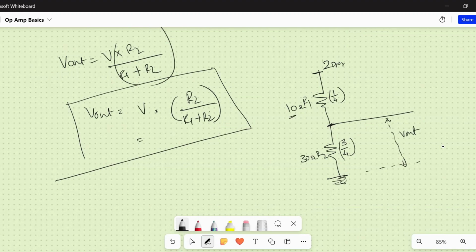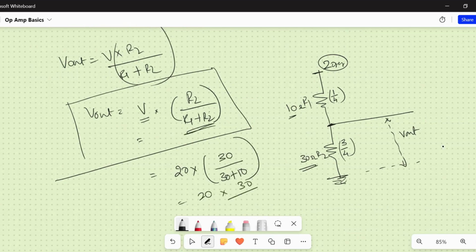Now let us apply this formula. What is V here? 20 rupees. 20 into R2, which is 30, divided by 30 plus 10 according to this formula. 20 into 30 divided by 40. 2 fours are 8, 15 is... So you got V out equal to 15 rupees.